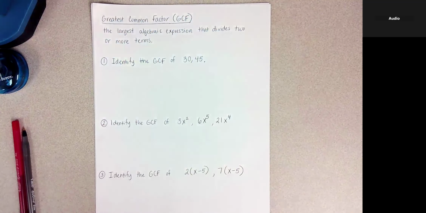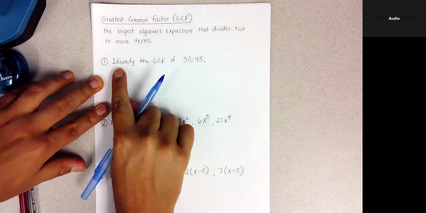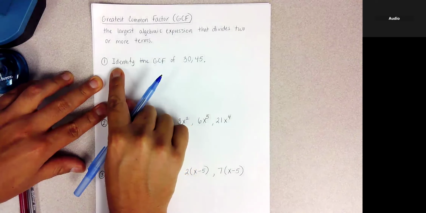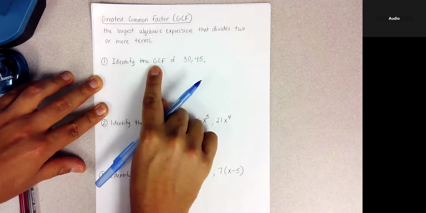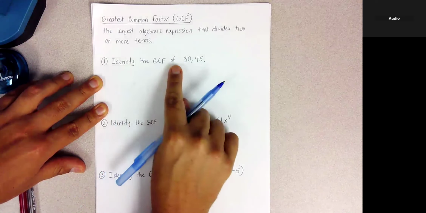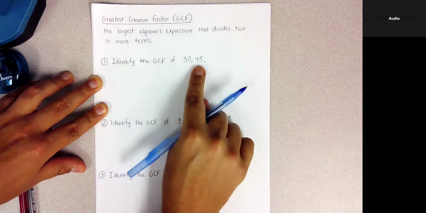Okay, so right away we have to understand that we're going to be looking at two or more terms and then asking what do they have in common and what is the largest number or variable that divides into those two or more terms that we're going to be examining. Okay, so let's jump into the first example. You're going to see some problems that say identify the GCF or identify the greatest common factor of 30 and 45, right? We're going to get two numbers here.